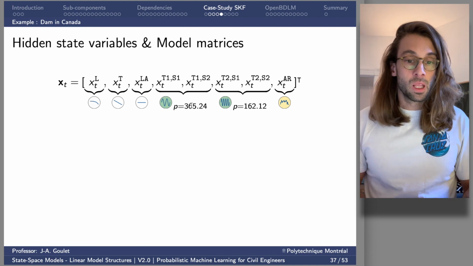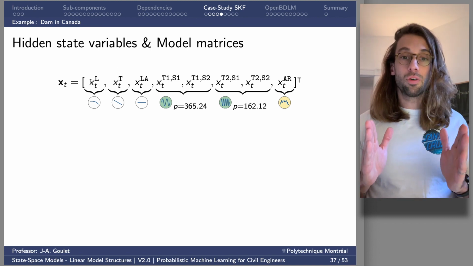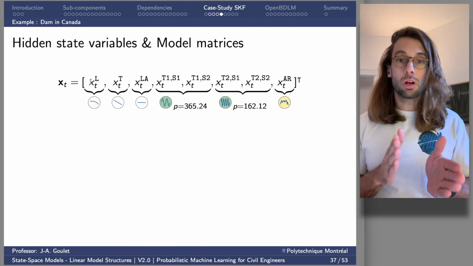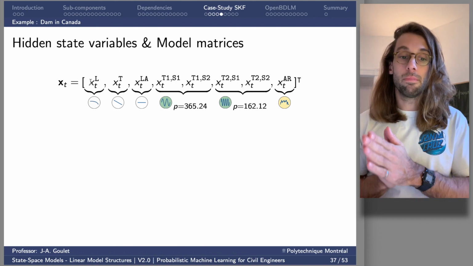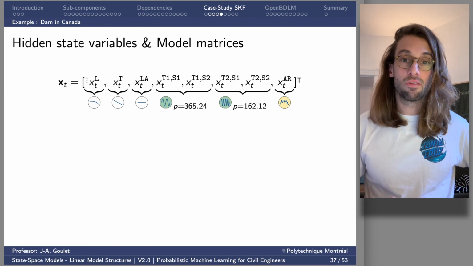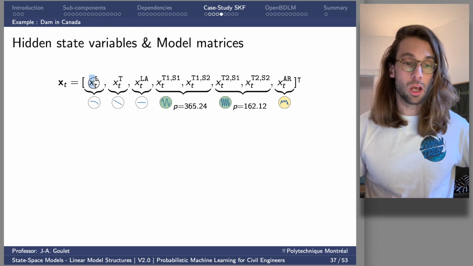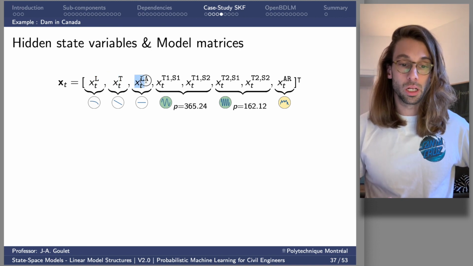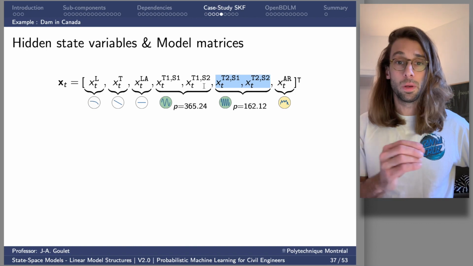So, for the hidden state variable, as we said for the SKF, both model structures must share the same hidden states. Since in both cases we have a local acceleration, it's going to be a level, a trend, and a local acceleration component. Then we're going to have two periodic phenomena. Why do we have two periodic phenomena?